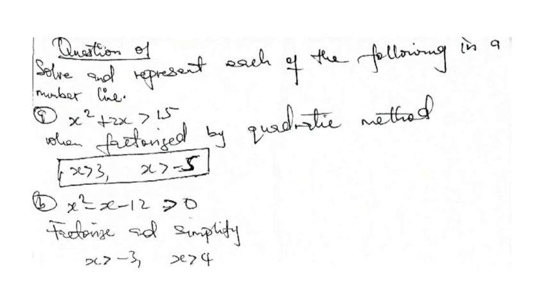2. x squared minus x minus 12 greater than 0. Factorize it again. We have x greater than minus 3 and x greater than 4. In a range that minus 3 less than or equal to x and x less than or equal to 4.